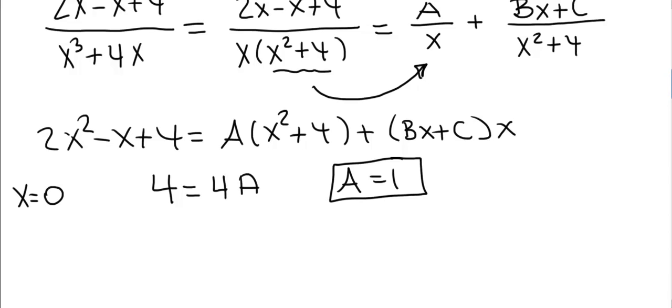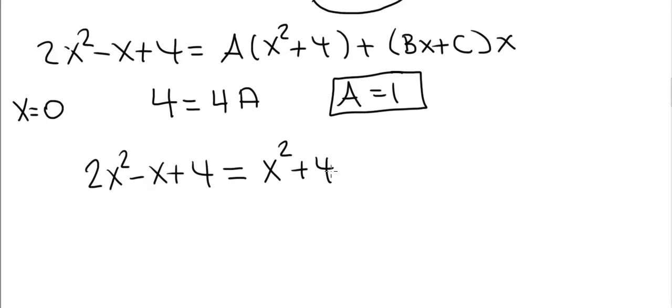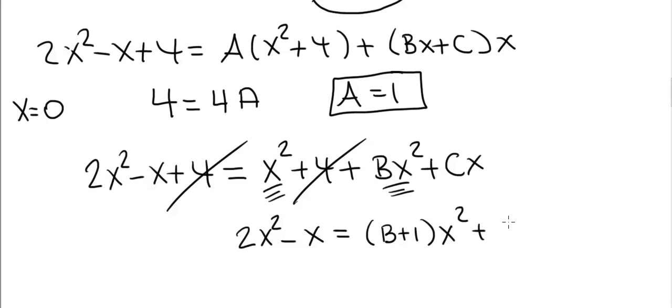To solve for B and C, we could plug in two other constants if we wanted to, but it's probably easier to do the following. We have 2x squared minus x plus 4 on the left. A is already 1, so that gives us x squared plus 4 plus Bx squared plus Cx. So the 4's cancel, and that gives us 2x squared minus x on the left. Here's x squared plus Bx squared, that's B plus 1, x squared plus Cx.